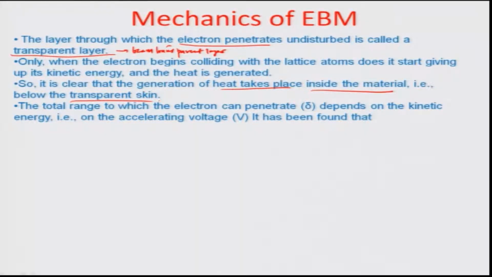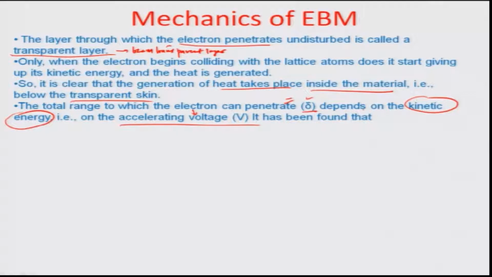So, the total range to which the electron can penetrate, let us say delta, in this case would really depend on a few things like the kinetic energy, for example, of the electron. So, higher is the velocity of the electron, the thicker would be the penetration depth of the electron into the particular material surface, and this further would depend on the accelerating voltage, because high kinetic energy means that the voltage through which the electron has been accelerated is also quite high.